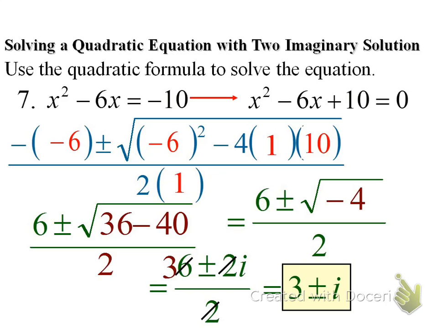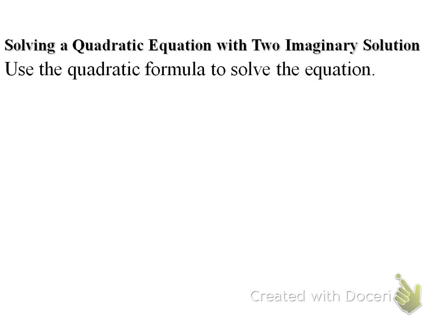And again, that happens anytime you get a negative as your discriminant. The discriminant is this part right here, the part under the square root. What are your questions on this? All right, here's number 8.